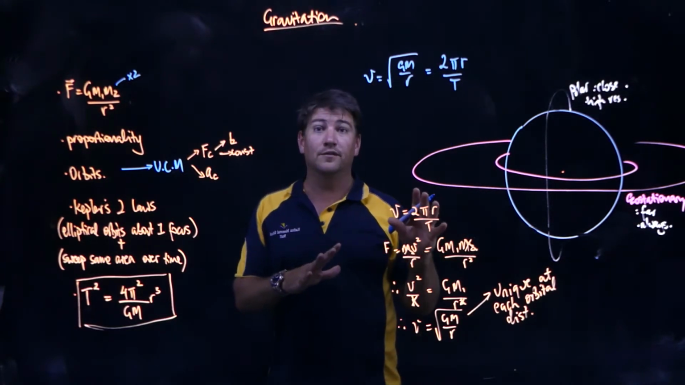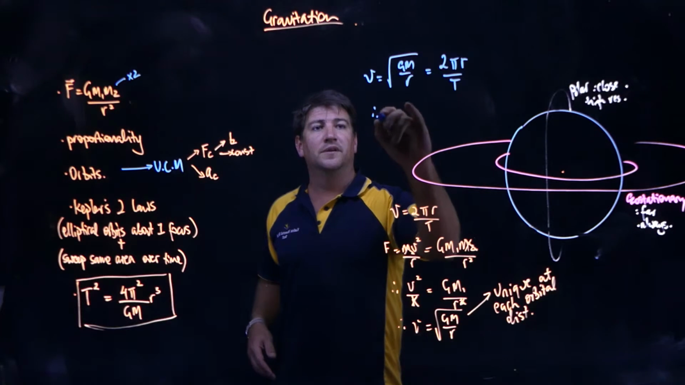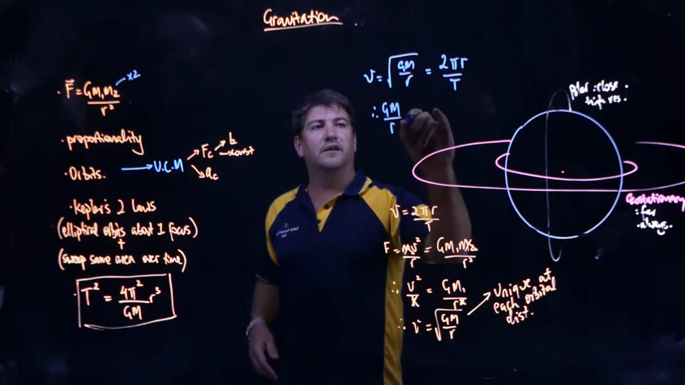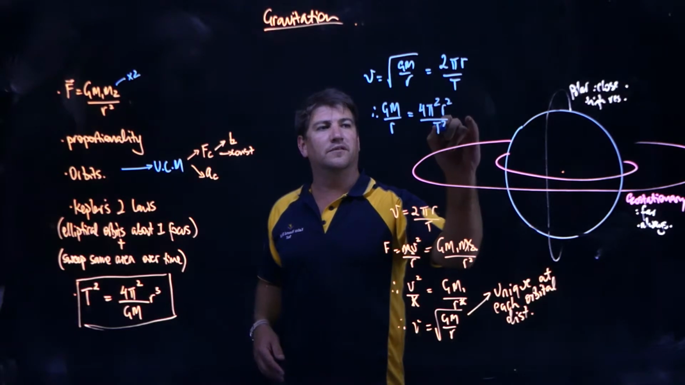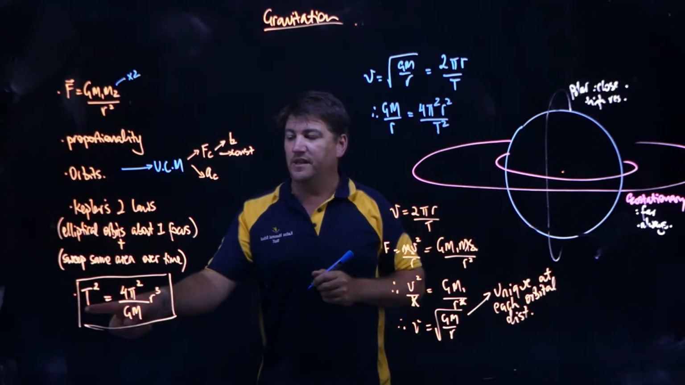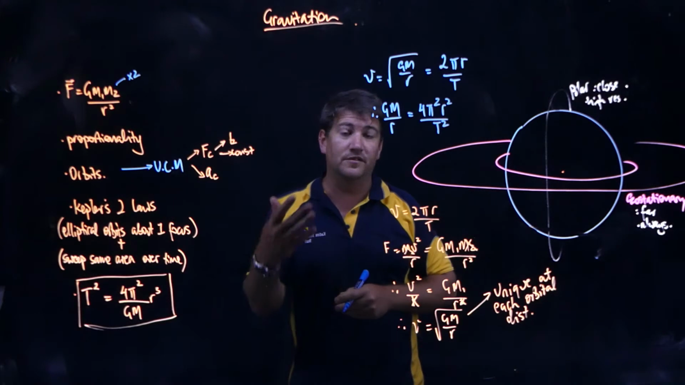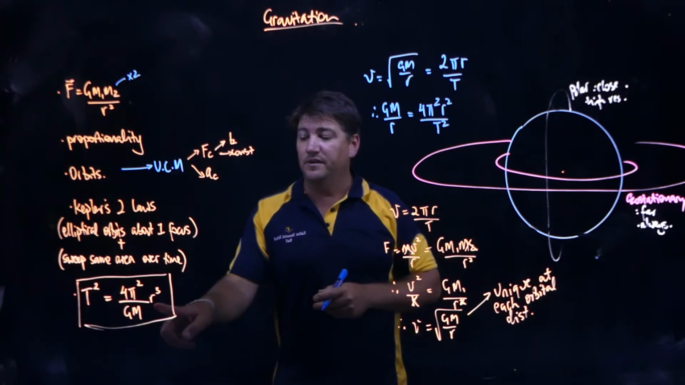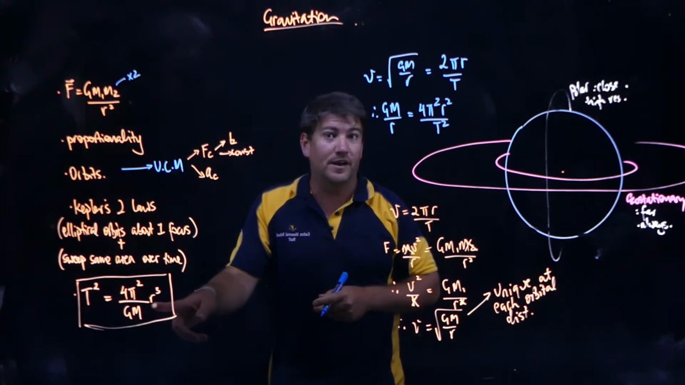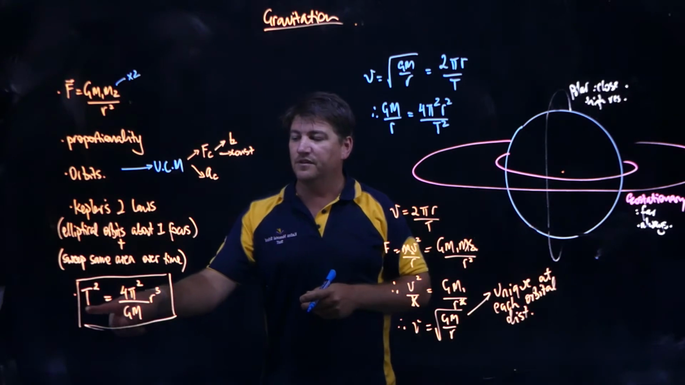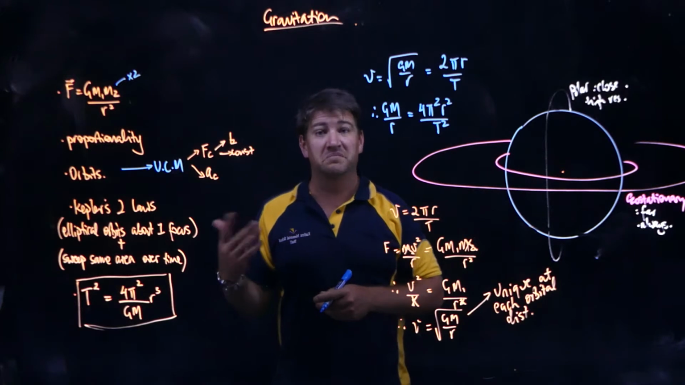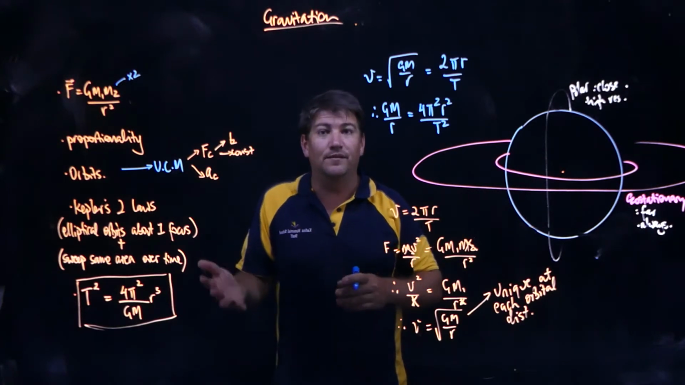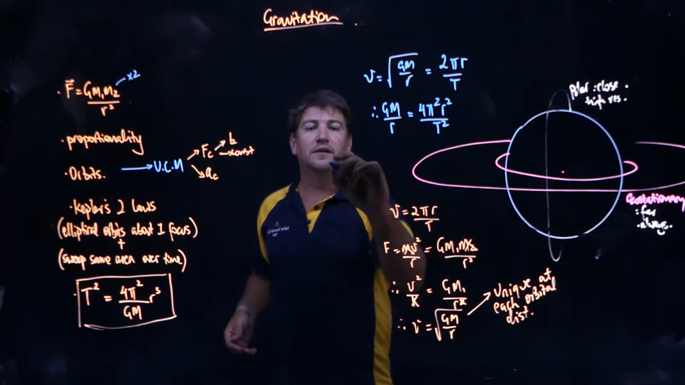The ugly thing here is the square root, so let's get rid of it. Gm on R is 4 pi squared R squared on T squared. Now, Kepler's trying to get the T squared on its own, so if you can measure the time that it takes for something to do a lap, you can work out how far away it is from an object, or if you know how long it takes and how far away it is from that object, you can work out the mass of the thing at the centre of it. Pretty handy if you're trying to work out how heavy new stars that we're looking at are.